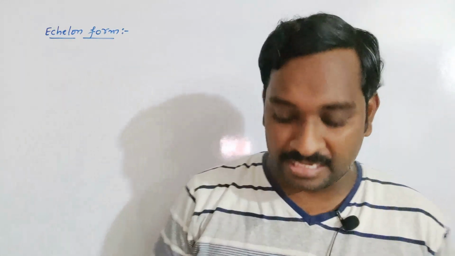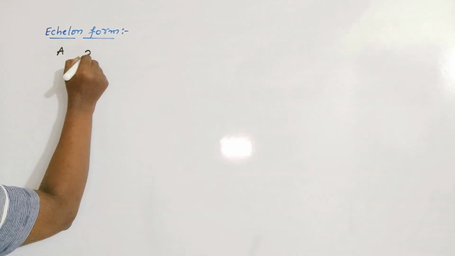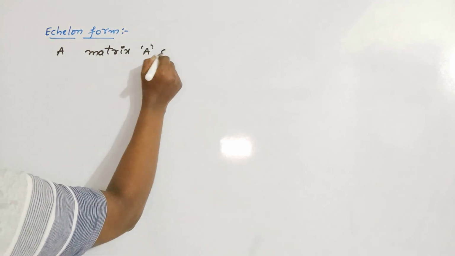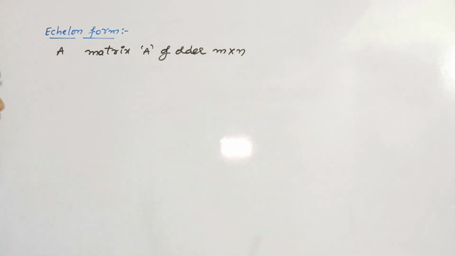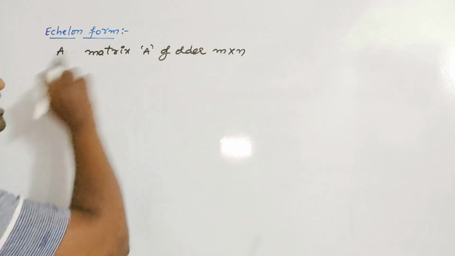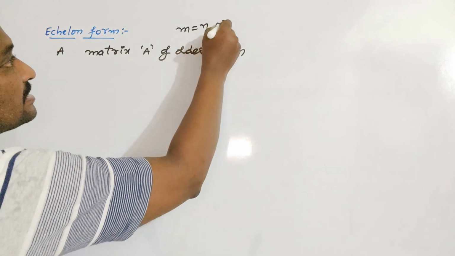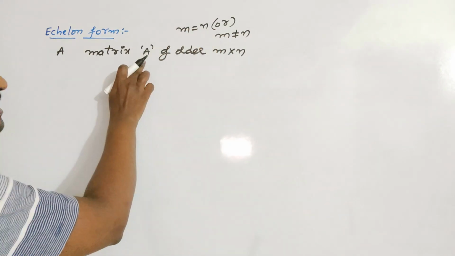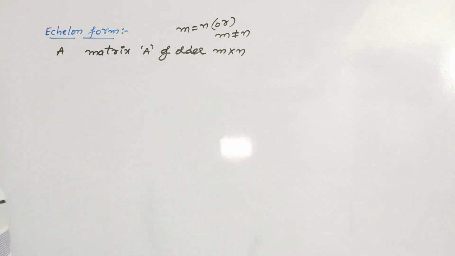See the definition of echelon form. A matrix capital A of order m by n. Here m represents the number of rows in this matrix A and n represents the number of columns in this matrix A. Here m is equal to n, otherwise m is not equal to n. If m is equal to n, then this matrix becomes a square matrix. If m is not equal to n, then the given matrix is said to be a rectangular matrix.